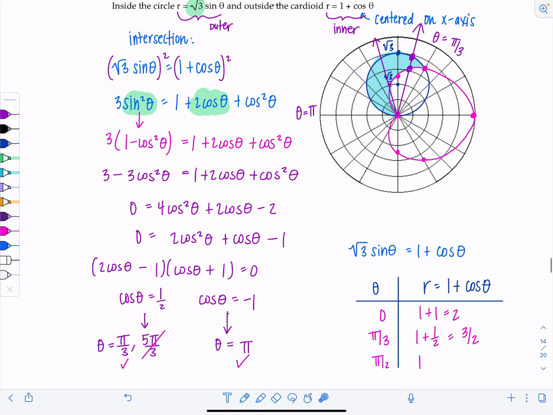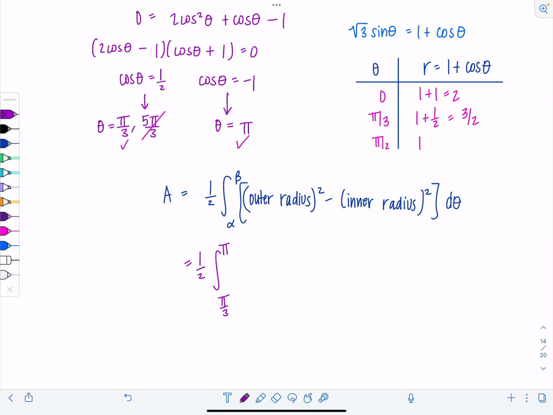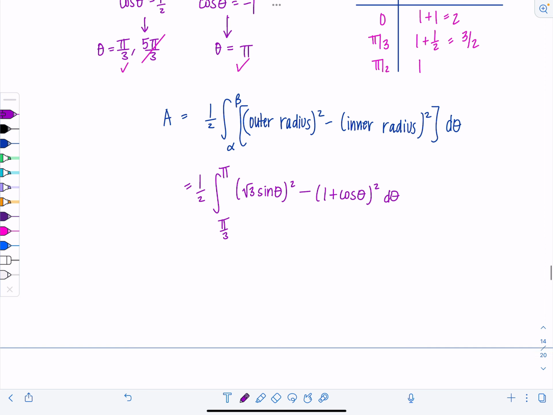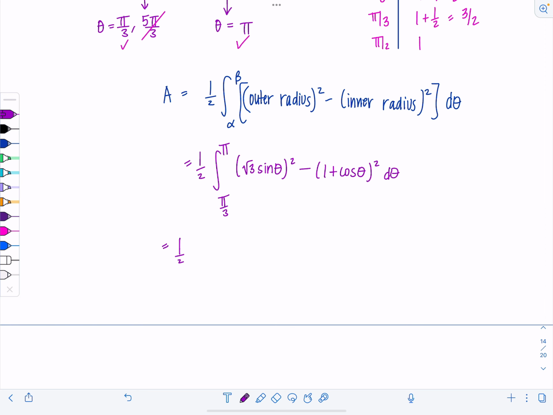Okay, so that means we're going to have rad 3 sine theta squared minus 1 plus cosine theta squared d theta. When you are in polar, you're no longer thinking top minus bottom, right minus left. You're thinking in terms of circles, okay? Outside, inside, and then sweeping theta. You got to get that Cartesian training out of your brain. Just think in terms of polar now. Okay, and then we got to integrate this. So we've got 1/2 integral from pi over 3 to pi. Now would be a good time to pause the video and see if you can do it on your own without screwing it up.